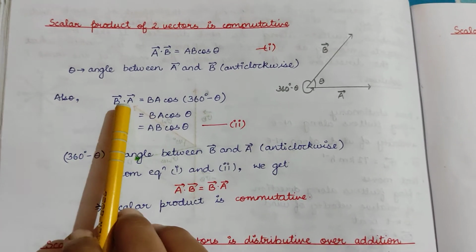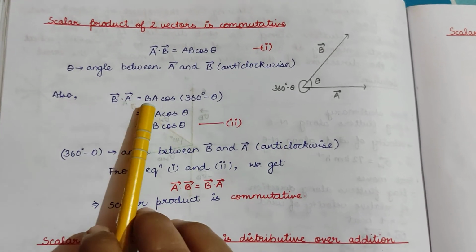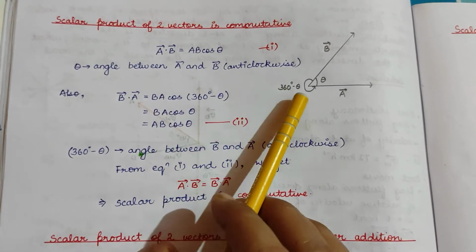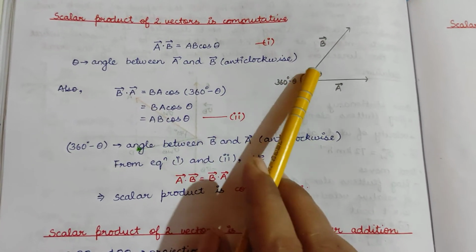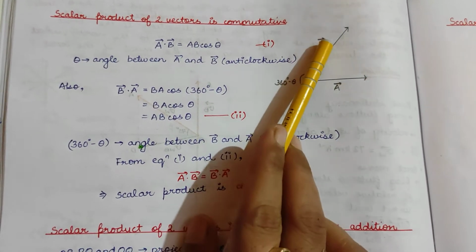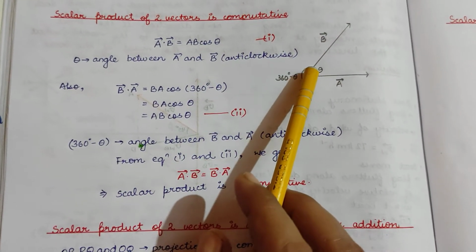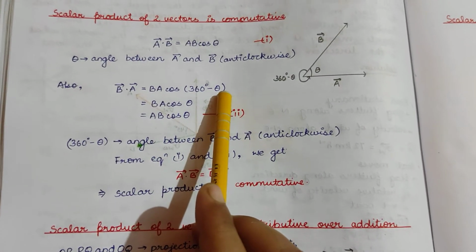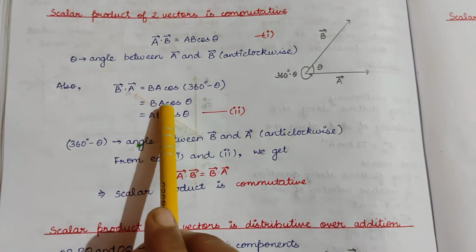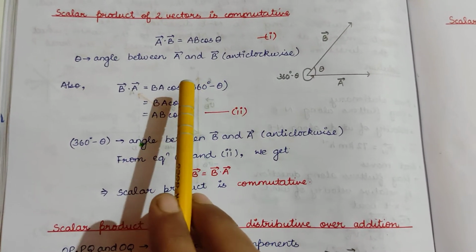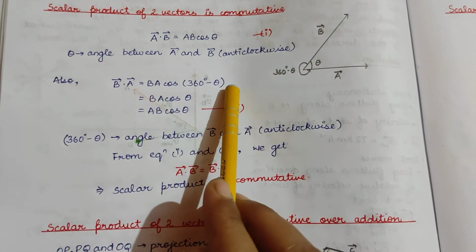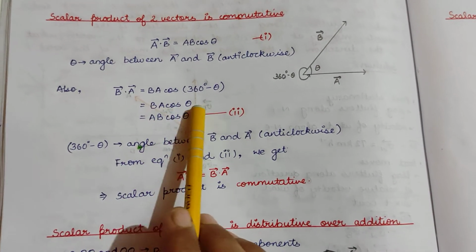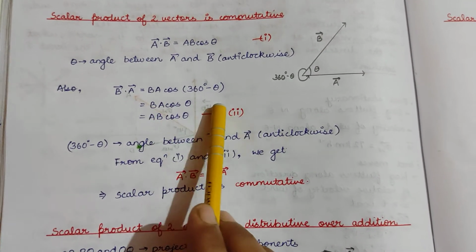Now, if we consider vector B dot vector A, what will be its scalar product? It will be BA cos theta. But in this case, what will be the angle? This is the angle when we are talking about A dot B. But when we are talking about B dot A, the angle will now be 360 degree minus theta. So we can write it as BA cos theta, because cos of 360 degree minus theta is equal to cos theta. So we again get cos theta here.